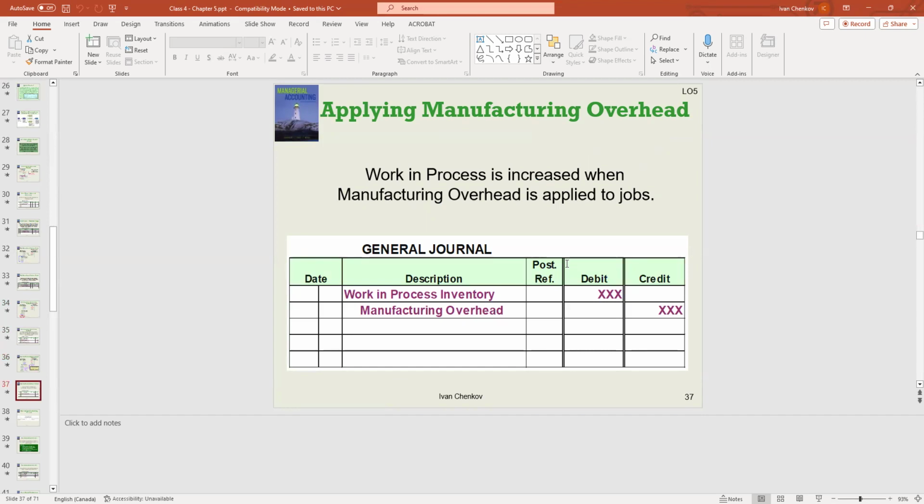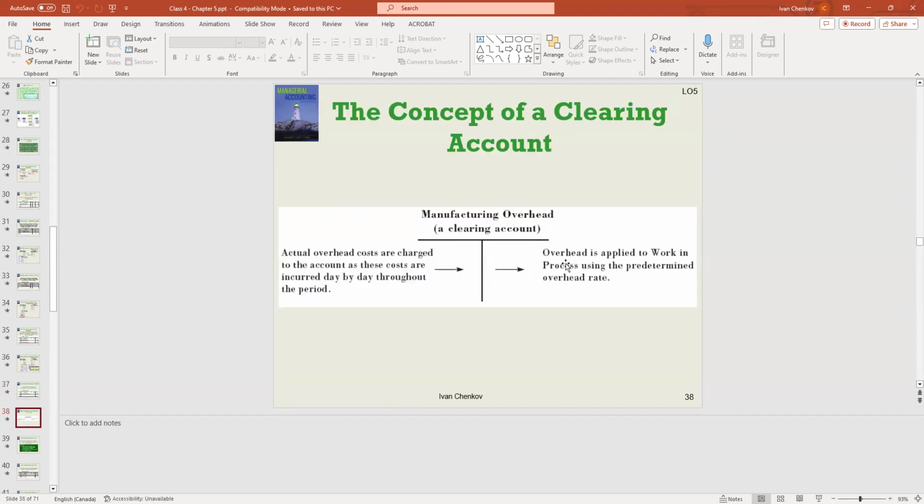So how are we going to do this? We're going to transfer manufacturing overhead to the work in process inventory account, and we're going to get it from the manufacturing overhead account. At the end of the period, we're going to check our manufacturing overhead account. Don't forget, this is a cumulative account. No beginning balance, no ending balance. So at the end of the period, we have to clear this account.